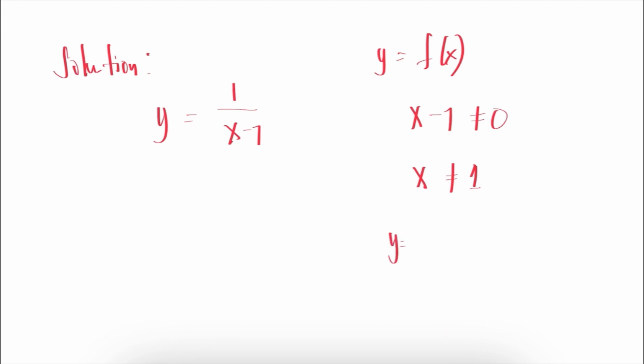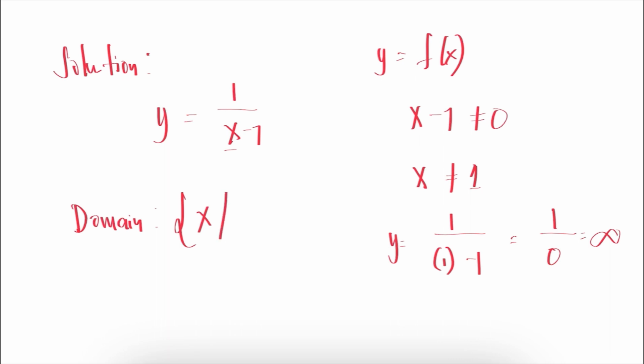If x is not equal to 1, let's substitute. Say, replacing x equal to 1, we have 1 minus 1. So that is now 1 over 1 minus 1, which is 0. So again, 1 divided by 0 is undefined or infinity. So therefore, the domain of the function is all values of x such that x is not equal to 1. Okay? Next, what about the range of the function?